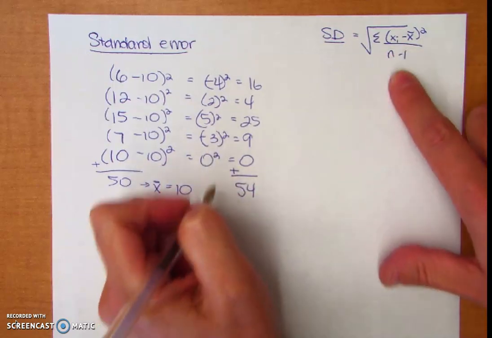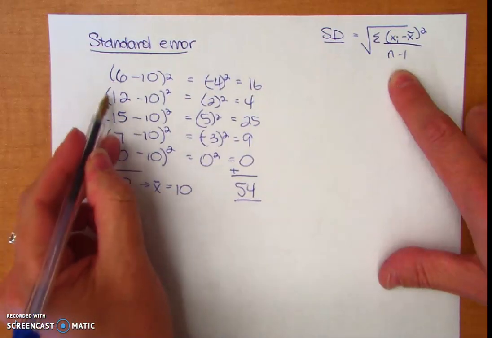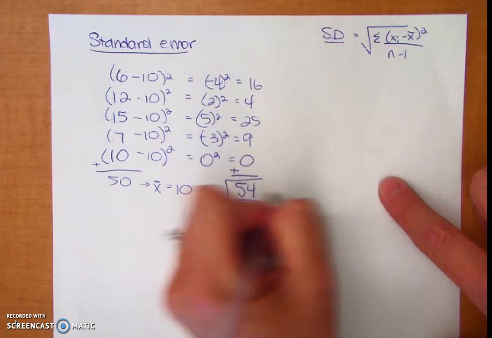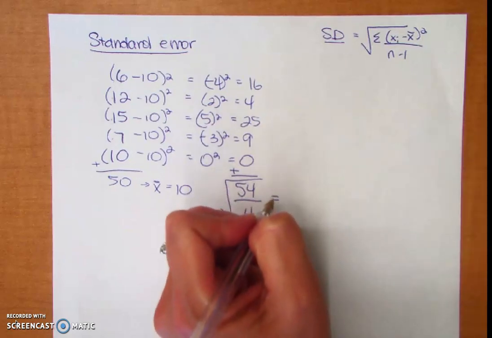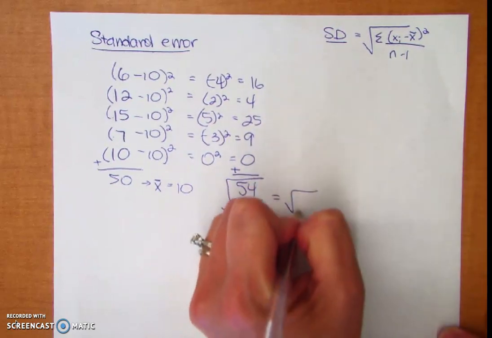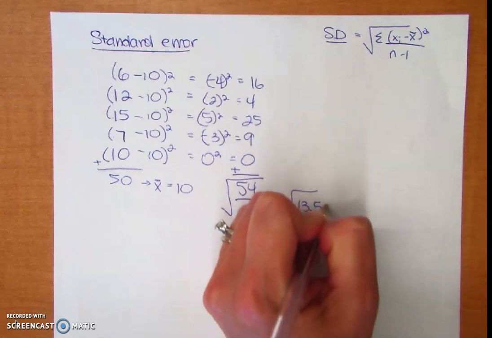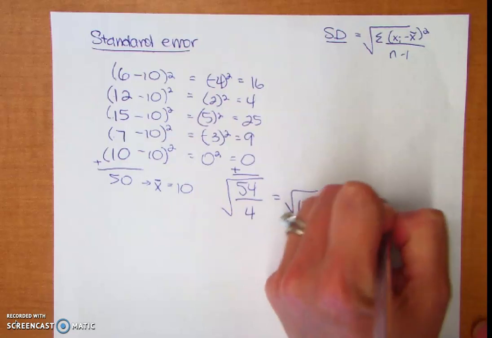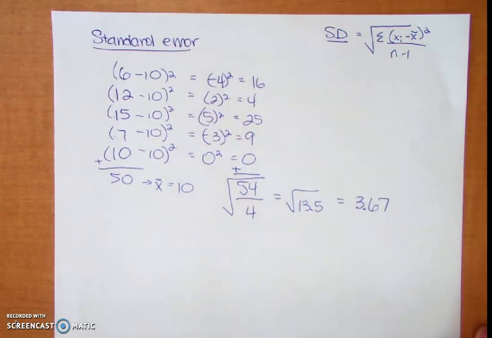So that's my top, and now I need to divide by n minus 1. I had 1, 2, 3, 4, 5 was my n. So minus 1 is 4, and then don't forget the square root. So that's going to be the square root of 13.5, which is 3.67. Okay? That is my standard deviation.